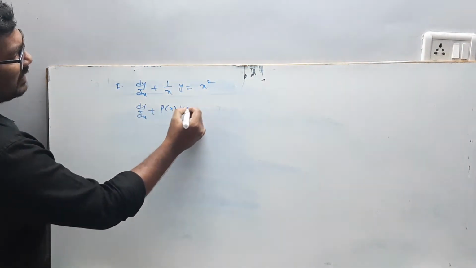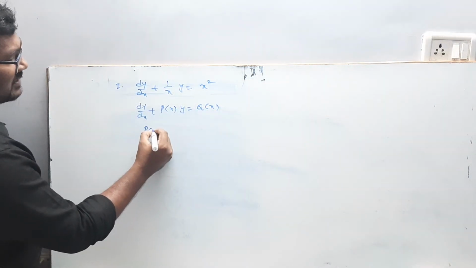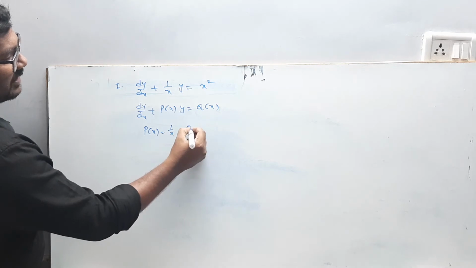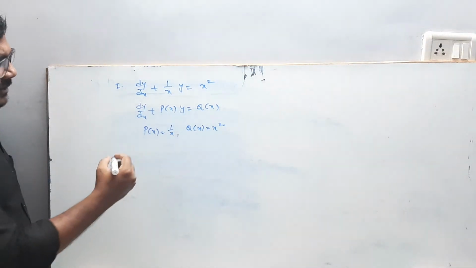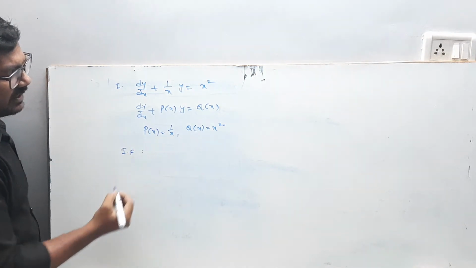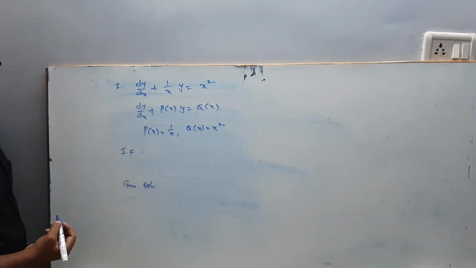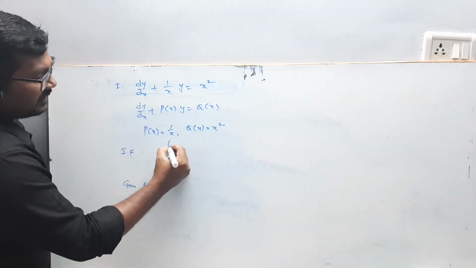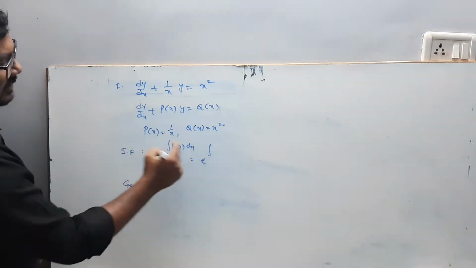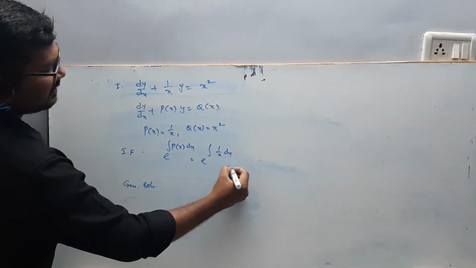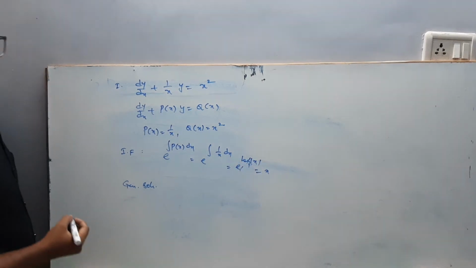Now I wrote the general equation of the linear: dy by dx plus P of x into y is equal to q of x. I compared. The P of x is nothing but 1 by x, and the q of x is nothing but x squared. Right? So after knowing these two, it's our job to calculate the integrating factor and the general solution. The integrating factor is e power integral p of x dx, that is e power integral 1 by x dx. The integration of 1 by x is log mod x, both get cancelled, so it is x.